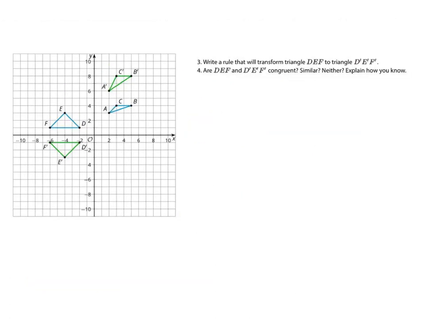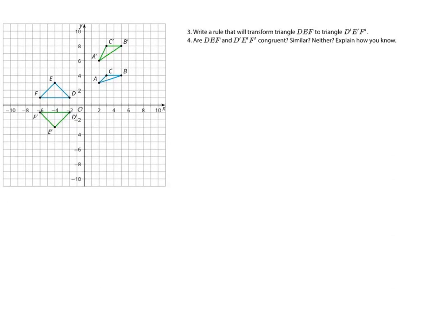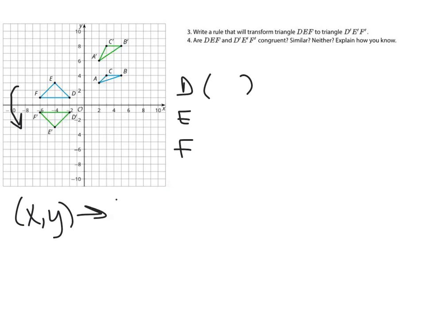Okay, last slide. Now we're trying to write a rule that will transform DEF to D prime, E prime, F prime. Okay, so it looks like I've just flipped it over the x-axis, which means all of my x variables are going to be the same and my y variables are going to change. Okay, let's do the same thing we did before. So D, E, F. I'm pretty sure this is going to be my rule.